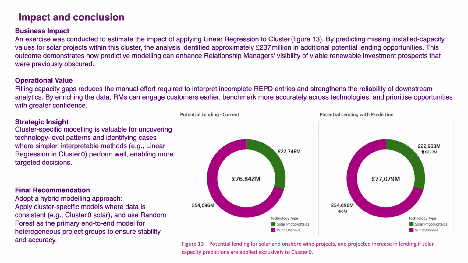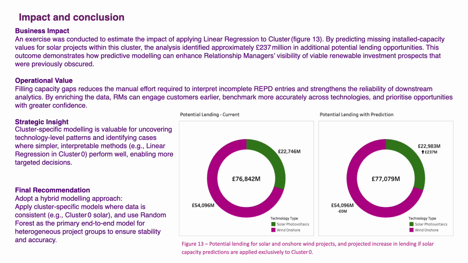Impact and conclusion. So I completed an exercise where I used linear regression on cluster 0 to calculate the impact of predicting missing installed capacity values for solar projects only. This analysis identified approximately 237 million in potential lending opportunity that is currently being missed by the relationship managers. This just goes to show how the model can improve the visibility of projects with incomplete data.